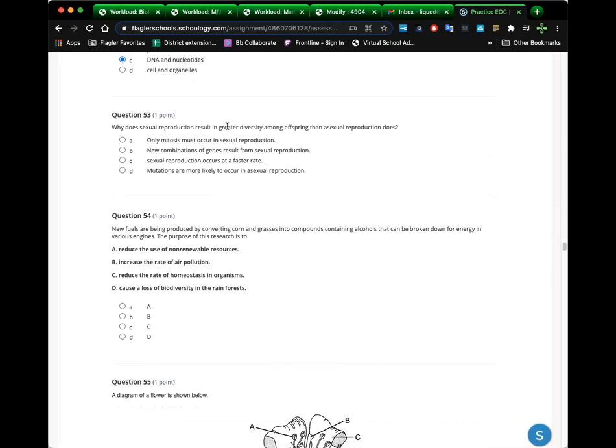All right, why does sexual reproduction result in greater diversity? Because you have new DNA, or new combinations of DNA from sexual reproduction. That's it.